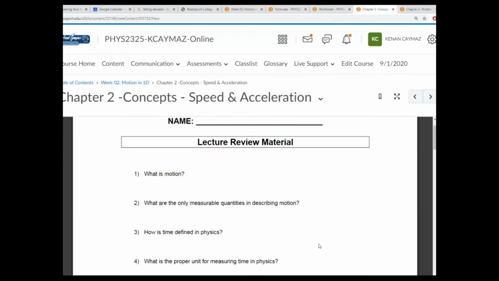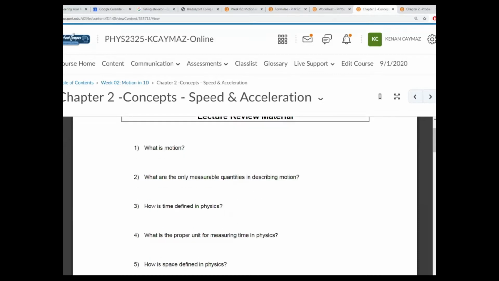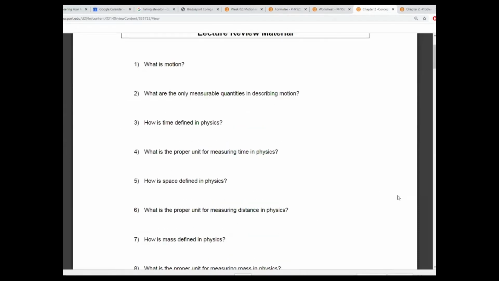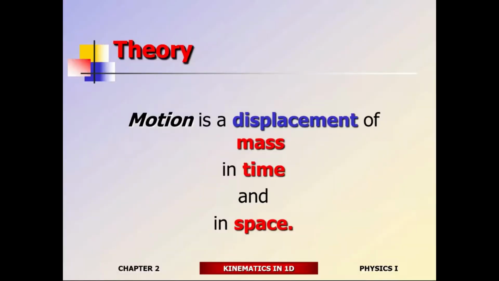Motion is the displacement of mass in space and in time. So you guys will have to take notes on that one. What are the only measurable quantities in describing motion? Mass is your measurable quantity. Time is your measurable quantity. And on top of that, you have space, which is your measurable quantity. Those are the 3 things that you have to be able to measure in describing motion. So the motion is the displacement of mass in time and in space.